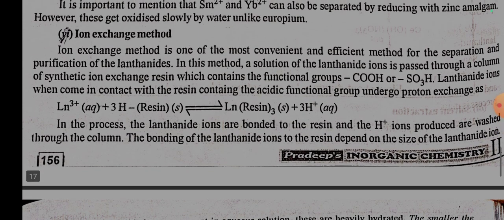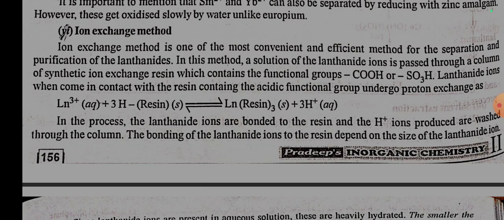Number 6. Ion exchange method. Ion exchange method is one of the most convenient and efficient methods for the separation and purification of the lanthanides. In this method, a solution of lanthanide ions is passed through a column of synthetic ion exchange resin which contains the functional group COOH or SO3H.